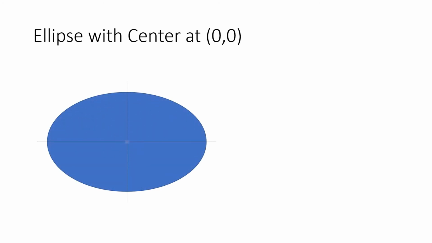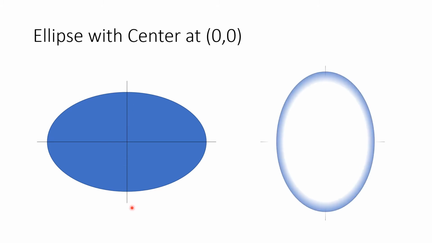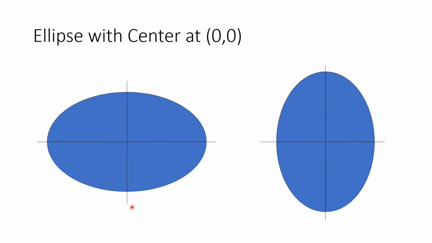Let us now talk about ellipse with center at 0, 0. We have two ellipses, the one wherein the major axis is the x-axis and the minor axis is the y-axis. And we also have an ellipse with center at 0, 0, wherein the major axis is the y-axis and the minor axis is the x-axis.